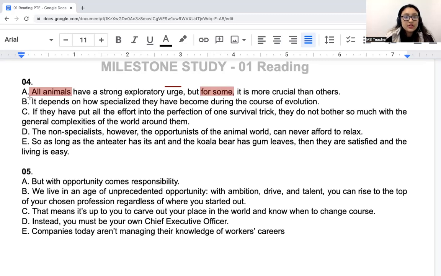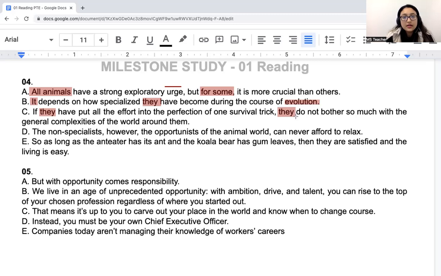It depends on, okay, pronoun. What depends? It depends on how specialized they have become during the course of evolution. Still general. Evolution means something general. If they have put all the effort into the perfection of one survival trick, they do not bother so much with the general complexities of the world around them.